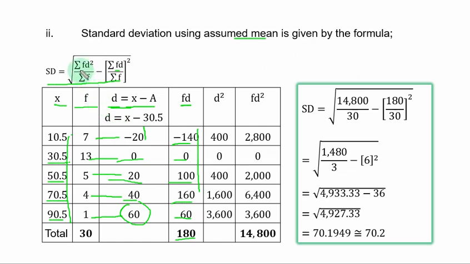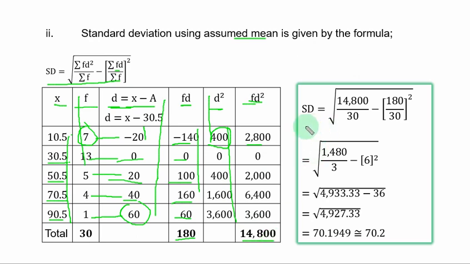For us to get fd squared, summation fd squared, you need to get d squared, that is squaring each value here. You have this result. To get fd squared, you use the frequency column to multiply the d squared column respectively. Now let's take 7. 7 times 400, you have 2800. You do the same thing for the rest of the values. When you add down, you have 14,800.